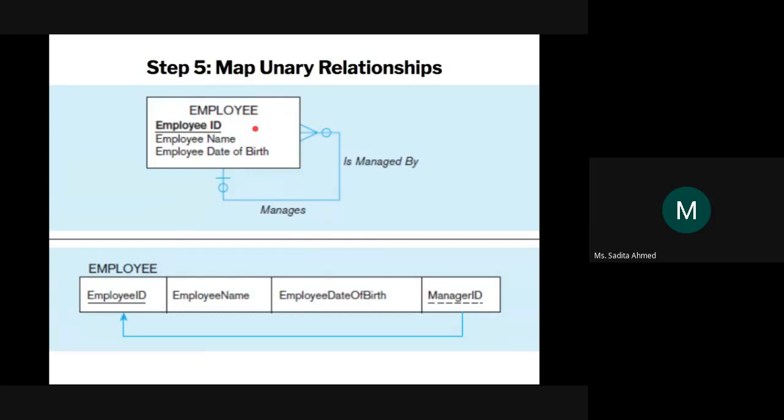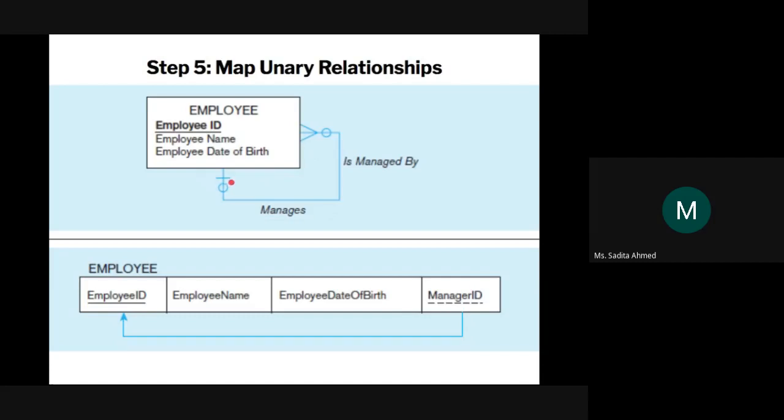Okay, now how do we map that into our relational schema design? First of all, let's take a look at the cardinality. What is the cardinality? One to many. One to many. That's right. So since it's one to many, what does that mean? An employee may manage multiple other employees. Fine. However, an employee may be managed by one other employee.